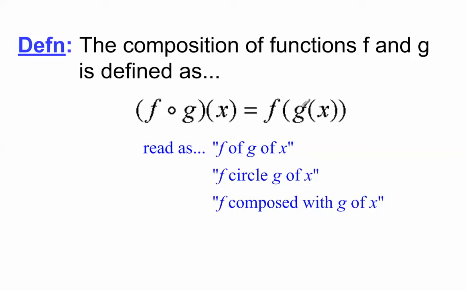Okay, so to make this pretty simple, you're going to take your x, you're going to plug it into whatever's closest there, g, and you're going to get an answer. And you're going to take that answer and you're going to plug it into f. So it's kind of an assembly line process. It's not x going into both of them and then doing something with those two answers. It's you plug it into one, get your answer, and then move down the line to the next function.